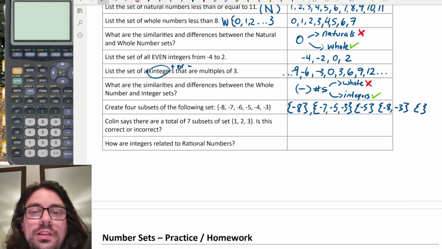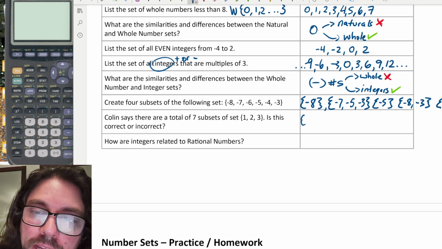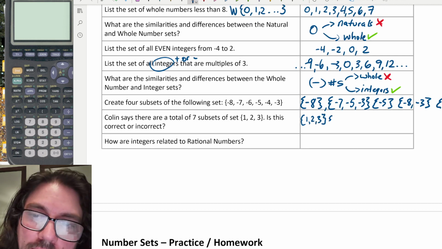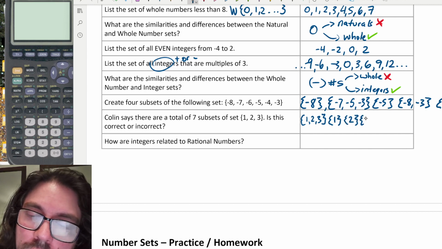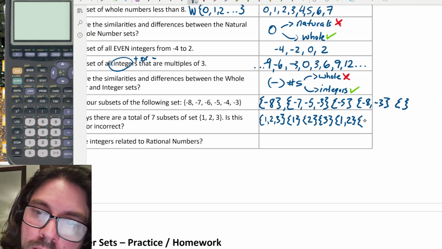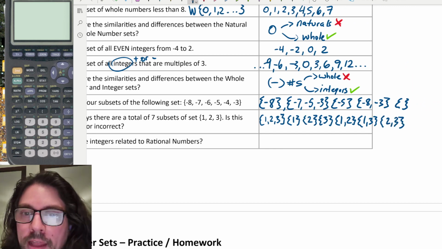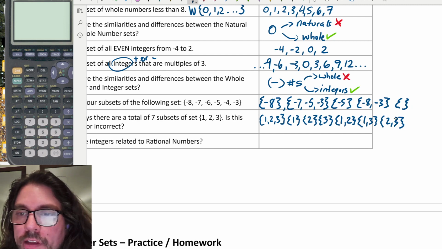Colin says there's a total of 7 subsets in this. Well, your subsets could be 1, 2, and 3. That's a subset of it, even though it's the same. Just 1, just 2, just 3, 1 and 2, 1 and 3, 2 and 3. So that's 1, 2, 3, 4, 5, 6, 7.